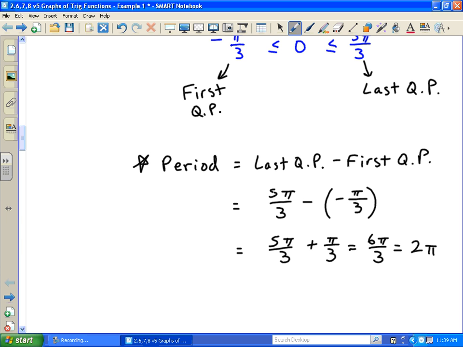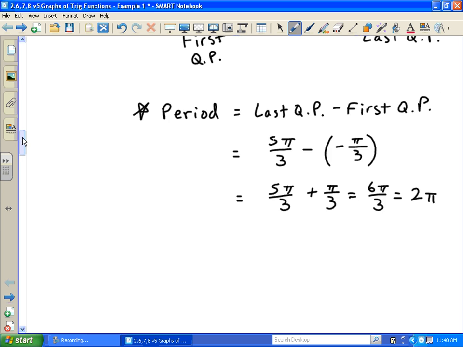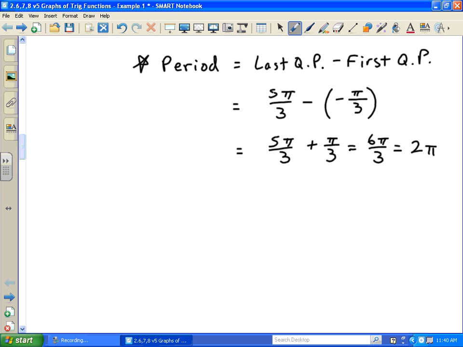The next thing I want to do is determine exactly what my quarter points are. Now it turns out that even though it says quarter points, there are actually 5 of them. You'll have a first, second, third, fourth, and fifth quarter point. Before I can determine those quarter points, I have to determine what we call increments. Increments is the distance between each quarter point. Okay, to determine increments, I always take 1/4 of my period.